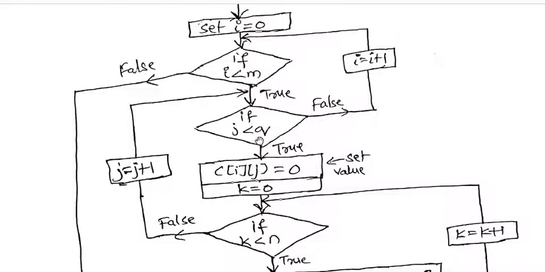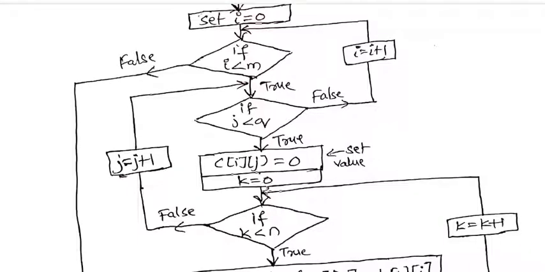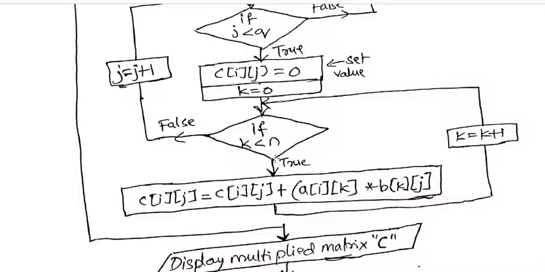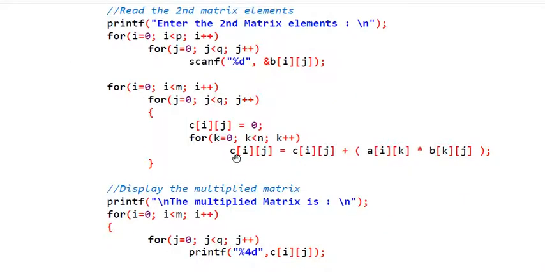If that is also true, Cij is equal to 0, and we are starting with the third for loop, so we set k is equal to 0, and if k is less than n, even if that condition is also true, then we will calculate Cij is equal to Cij plus Aik into Bkj, that is this part. As long as this condition is true, we will execute that.